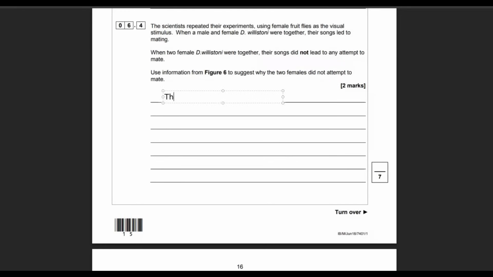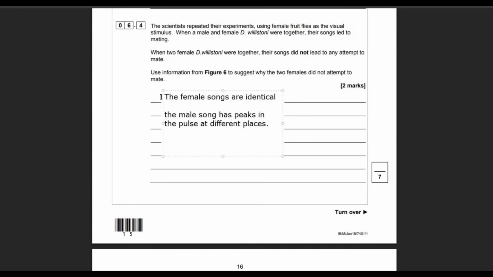So we want to say the female songs are identical. The male song has peaks in the pulse at different places. I'm sure I could make this more specific. I could say different large peaks appear in the pulse at different places between male and female. That's what I'm getting at, but I don't want to rewrite my whole answer. And then we might want to say the length of the sine wave is different in male and female.